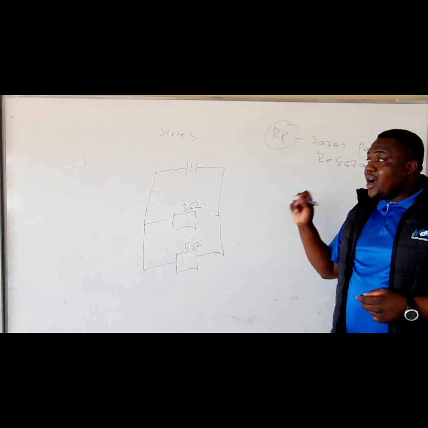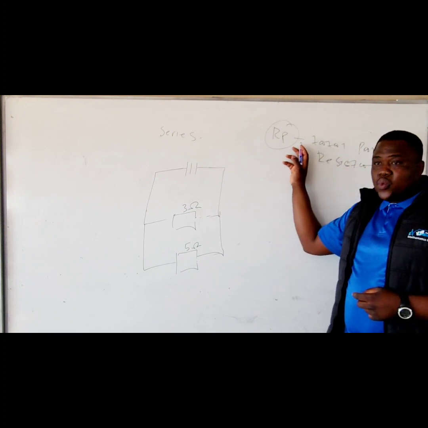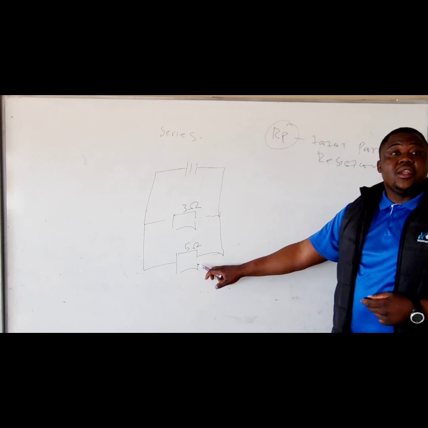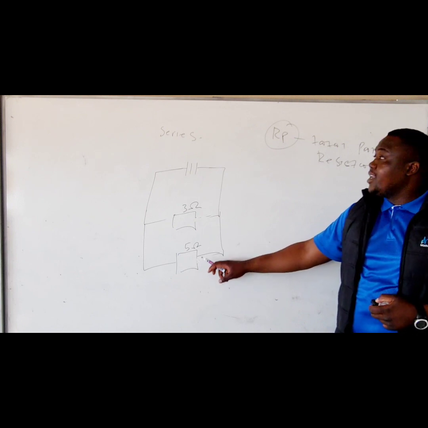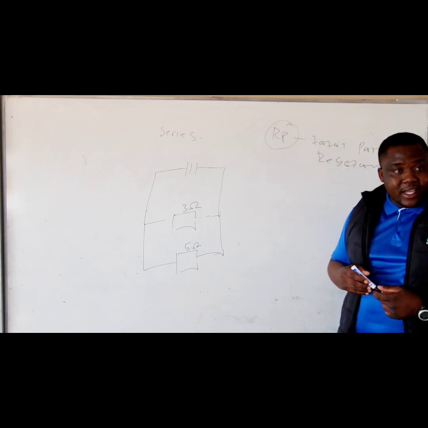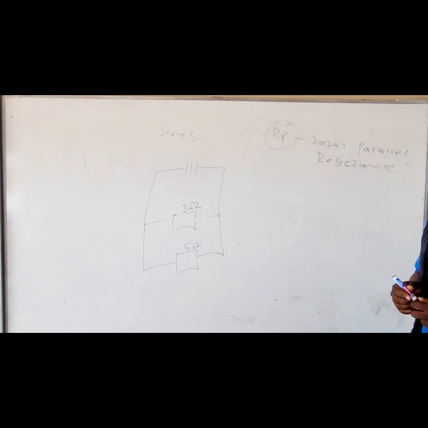So if we want to get the total resistance, we don't add this one and this one, unlike in series. We need to calculate the total parallel resistance, RP, which stands for the total parallel resistance, right? Okay, how do we do it?